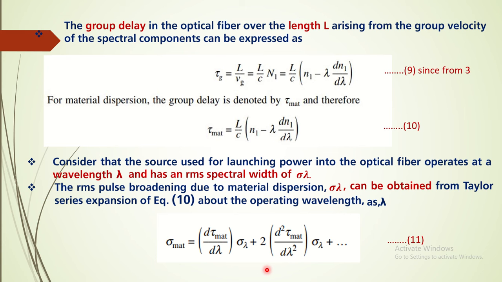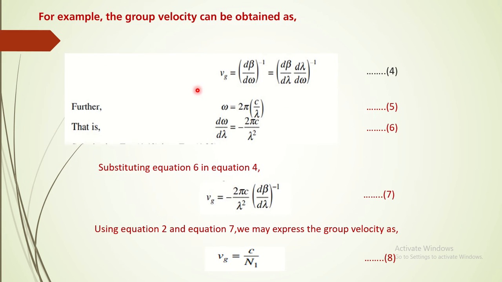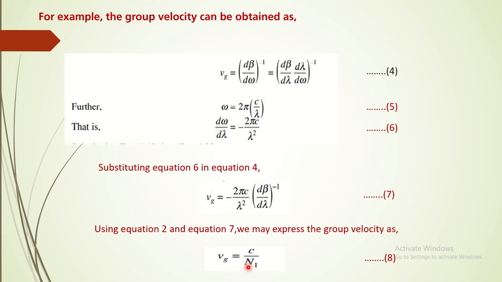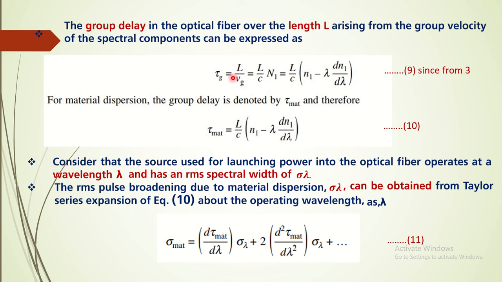So therefore, tau g is equal to L by Vg. L is the length of your fiber. Vg is your group velocity. In the previous equation, we discussed what Vg is. Vg is C by N1. So here, substituting, you will get L by C into N1.